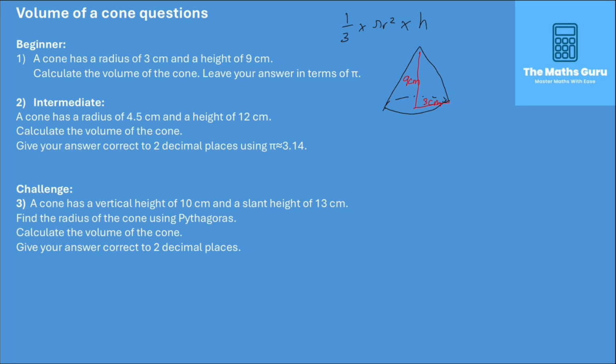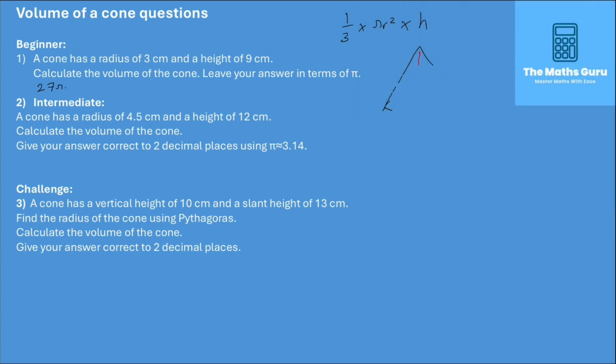To work out our volume, we just simply plug in the values. So 1/3 times pi times 3 squared times 9. And this is equal to, if I just put it in my calculator, 27 pi. In the question, it specifies to leave our volume of the cone answer in terms of pi, so we just leave that as 27 pi.